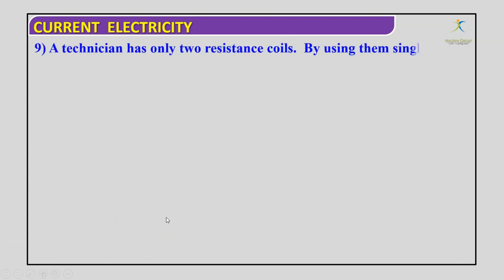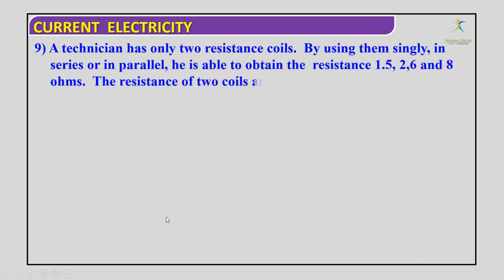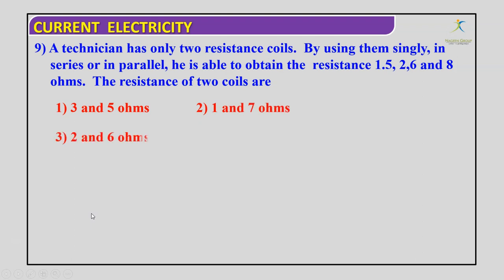Next question we have: a technician has only 2 resistance coils. By using them singly, in series or parallel, he is able to obtain the resistances 1.5, 2, 6 and 8 ohm. The resistances of the 2 coils are: 3 and 5 ohm, 1 and 7 ohm, 2 and 6 ohm, 4 ohm each.